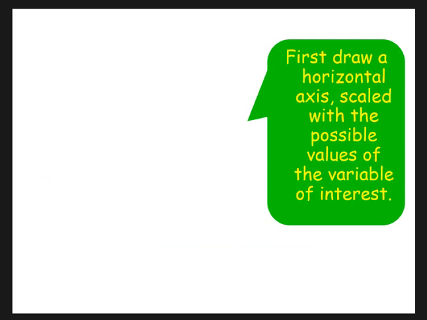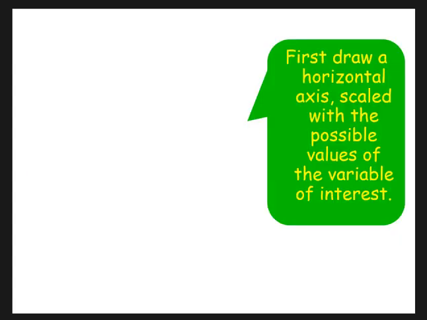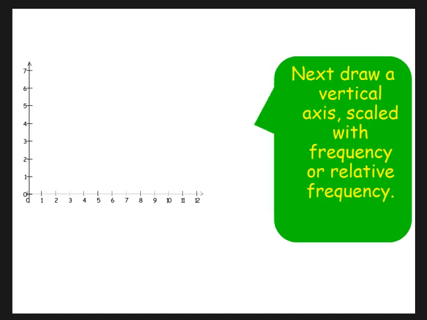So first we're going to draw a horizontal axis. Our range of data back here was from 0 to 12. 0 was the smallest. Actually, 1 was the smallest. 12 was the largest. So our axis has to make sure we go all the way up to 12. Our frequency, well, no numbers occurred more than 7 times, so we just have to make sure we go up to 7. We're doing the raw frequency here, not relative frequency.